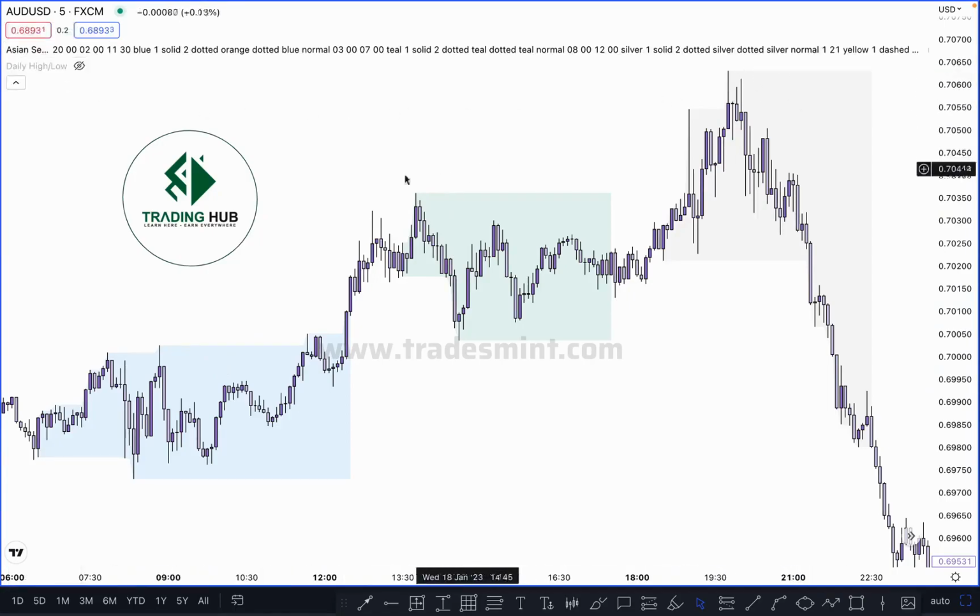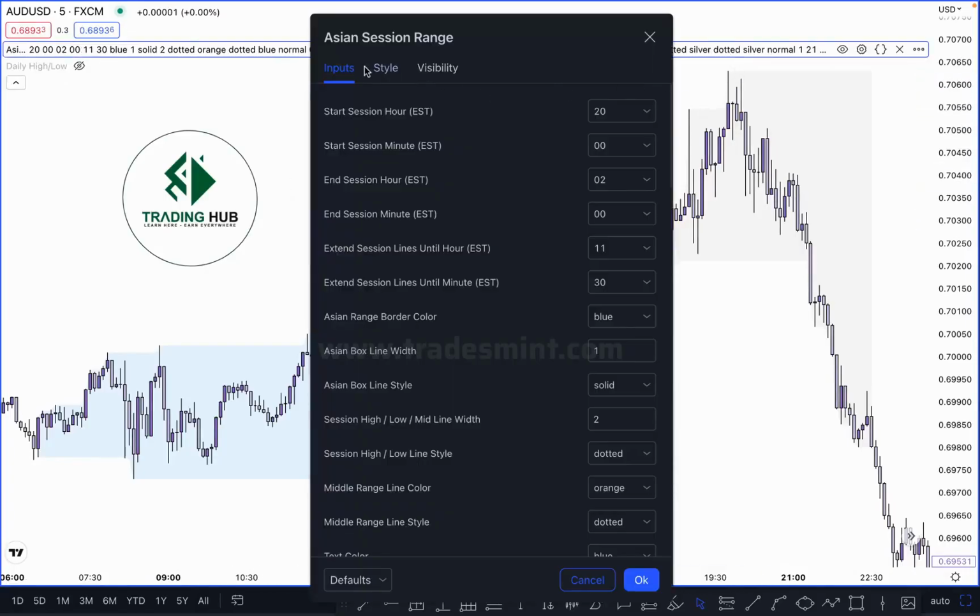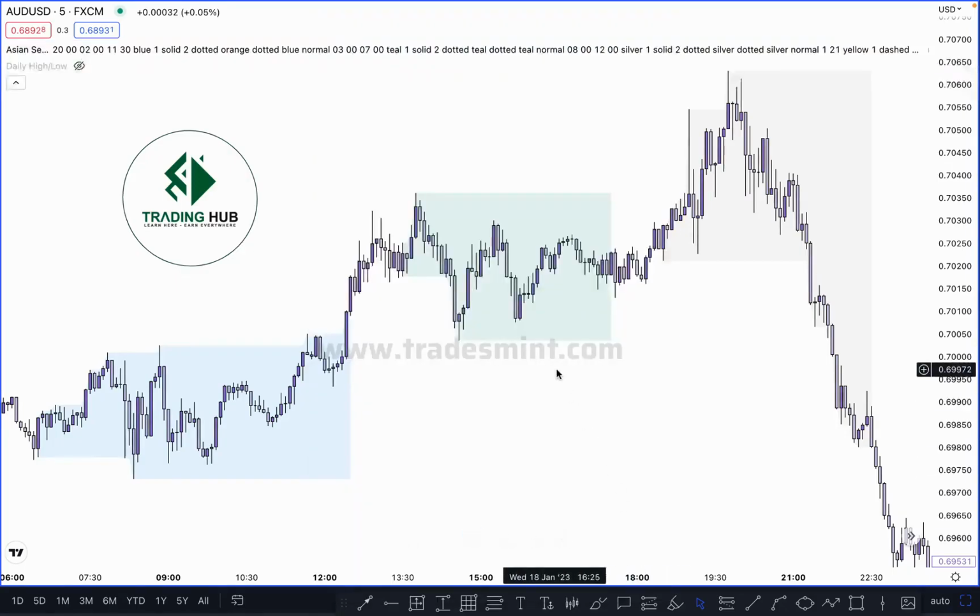And to apply this, you can use the Asian Session Range indicator. This is available on TradingView, and you can simply apply it on your chart. Okay, so if you know any other indicator, you can apply that too. It's up to you which indicator is working for you, right?